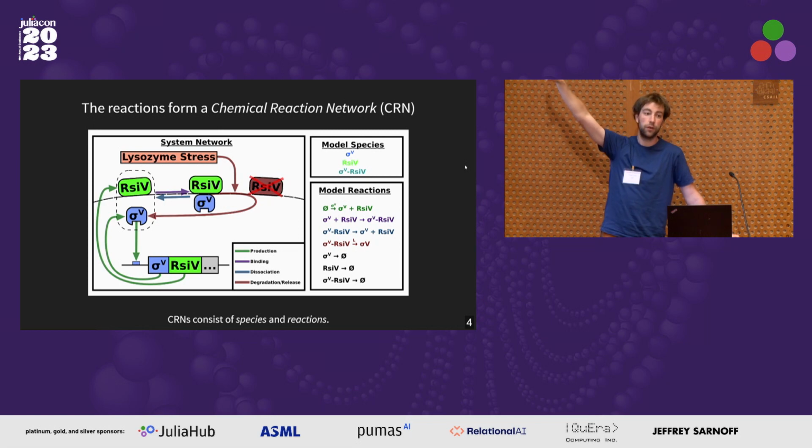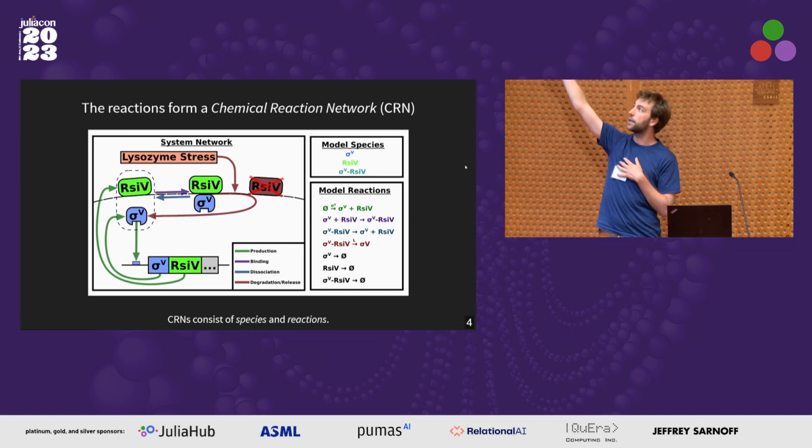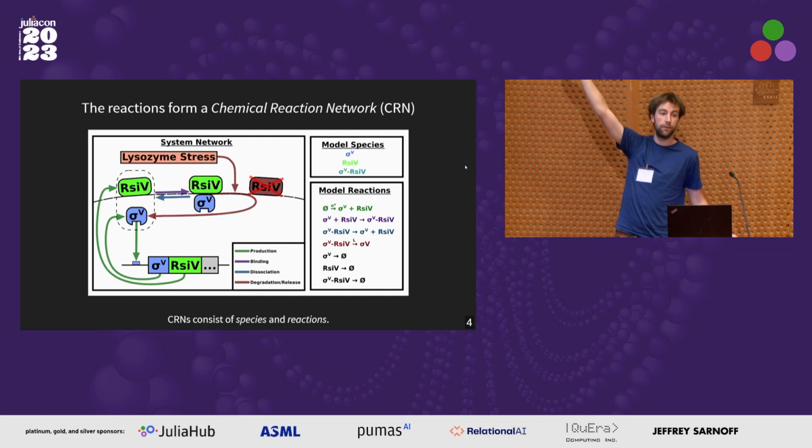This is a network from the lysozyme stress response in bacteria. On the left-hand side, we have this normal diagram where we show what's going on more graphically. And then on the right, I've listed the chemical reactions. On the top, we have the species of the system, the things we have. In this case, we have the molecule sigma V, which is in principle the response molecule. Then we have an RSIV molecule, which controls the response molecule under non-stress circumstances. And then we have the bound form.